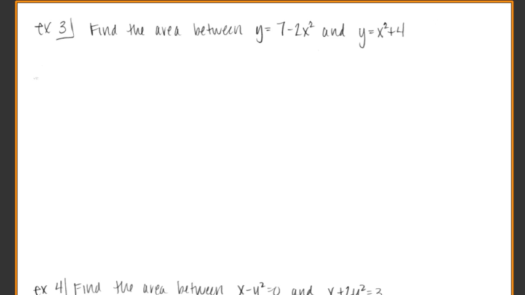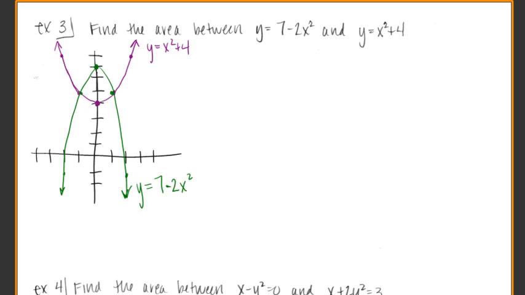Here in example 3, what we want to do is find the area between two curves, y equals 7 minus 2x squared and y equals x squared plus 4. So obviously in order to do this, we need to graph them. So I'll pause this real quick, practice graphing it, try to draw it yourself, and then we'll come back and look at the graph together.